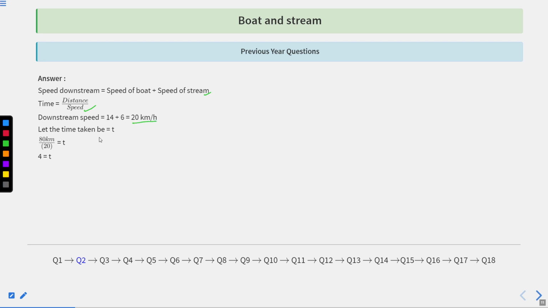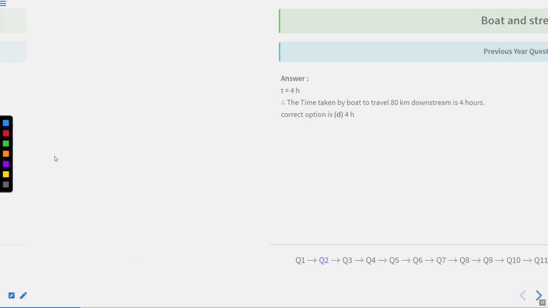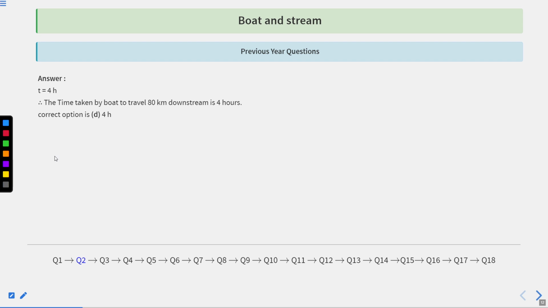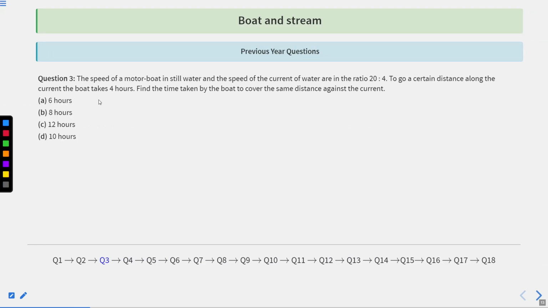Let the time taken be t. So I will have 80 kilometers upon 20 equal to t, that is t equal to 4. So the answer is t equal to 4 hours. Therefore, the time taken by the boat to travel 80 kilometers downstream is 4 hours. The correct option here is option D, 4 hours.